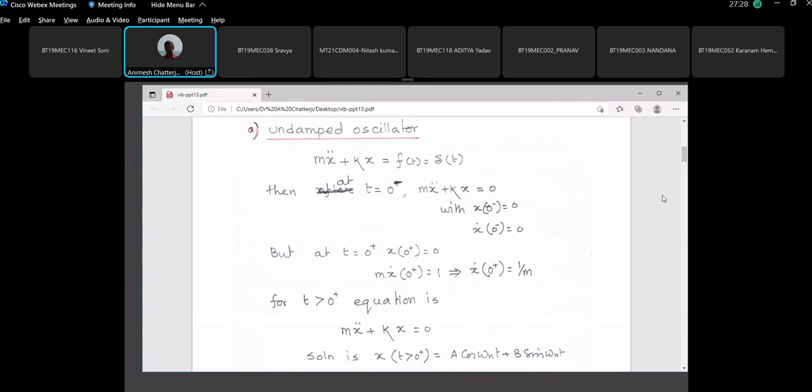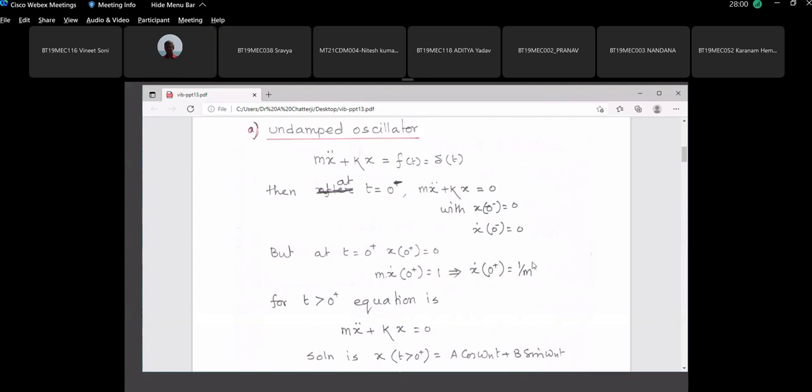We have neglected damping. So my equation is mx double dot plus kx is equal to force. And force is nothing but unit impulse. So whenever this delta will appear, this delta is always unit impulse. If the impulse is not unit, we will write it as some constant multiplied by unit impulse. So only delta is always unit impulse.